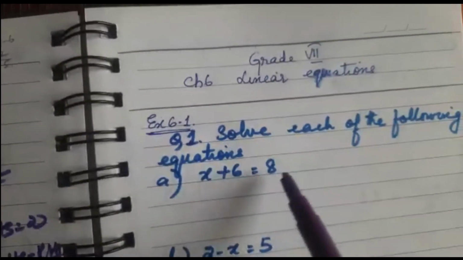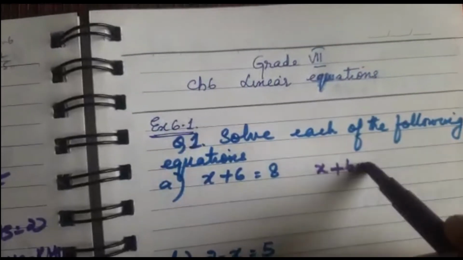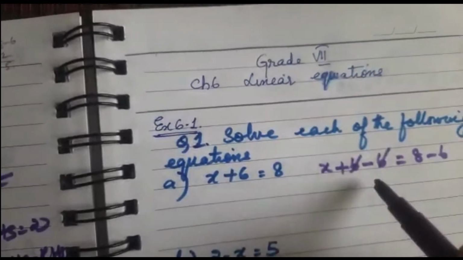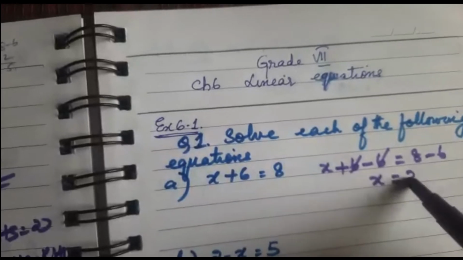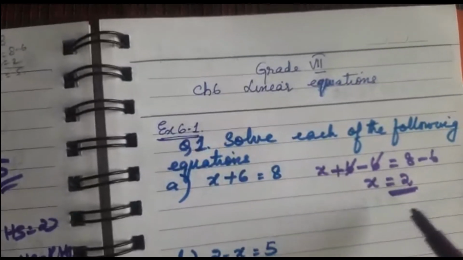So here x plus 6 is equal to 8. Now x plus 6, so you can subtract 6 from both sides. Okay, now plus 6 and minus 6 cancel, so x is equal to 8 minus 6, which is 2. So the answer is 2. Solve means finding the value of the variable.